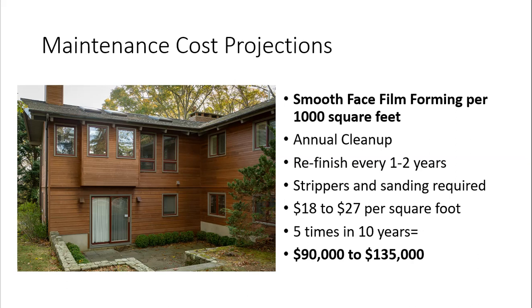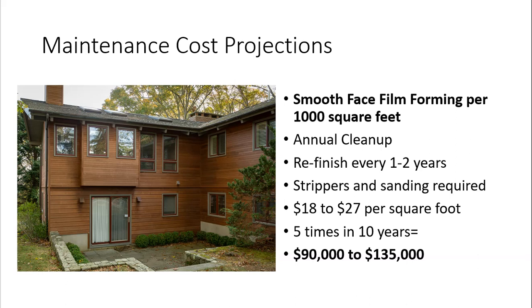Strippers and sanding will be required on a smooth face film forming every single time. Your cost will go up from $18 to $27 per square foot. If you do it 5 times in 10 years, you're looking between $90,000 to $135,000 in maintenance cost projections. All right, so that is perfect storm stuff.